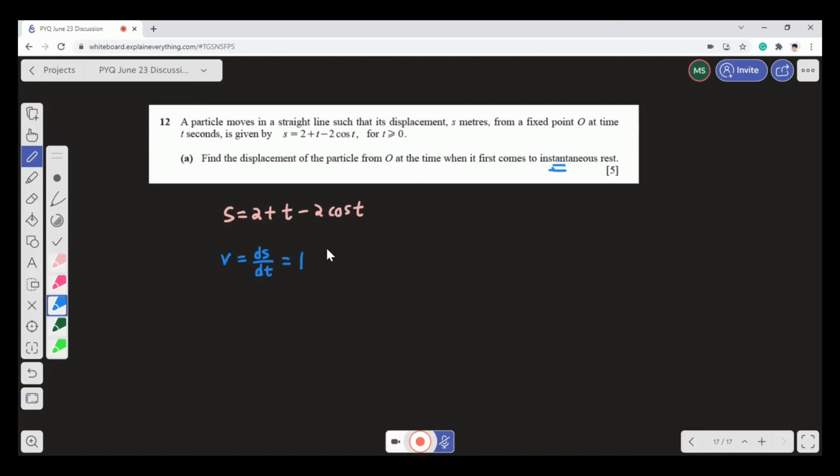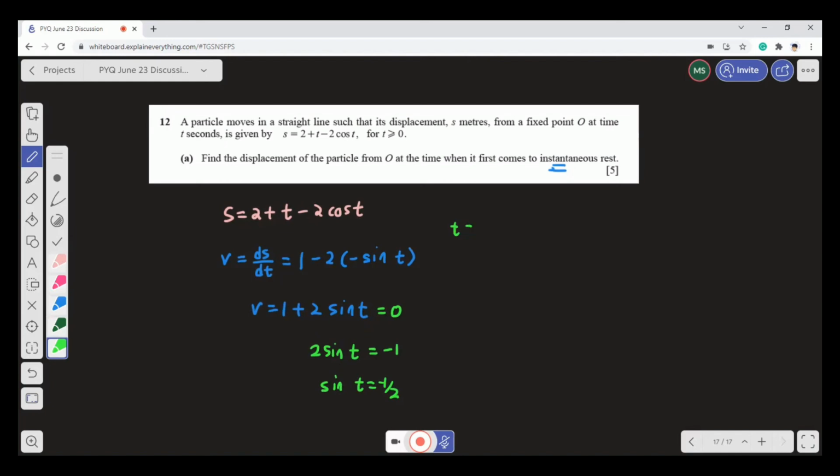Differentiate cos, you get negative. Maybe the 2 I put in front because the 2 is in front. So differentiate cos, I get negative sine t. So velocity is 1 plus 2 sine t. And like what Yin Tong just now said, it's equal to 0. So 2 sine t equals negative 1, no plus C, please don't plus C. Sine t equals negative 1 over 2.